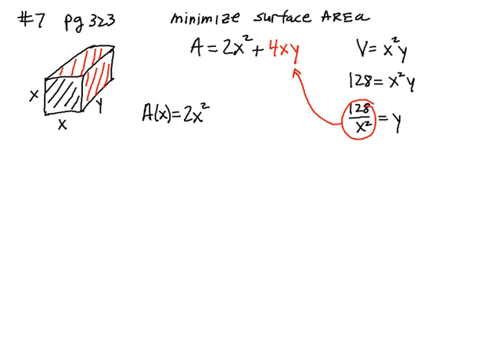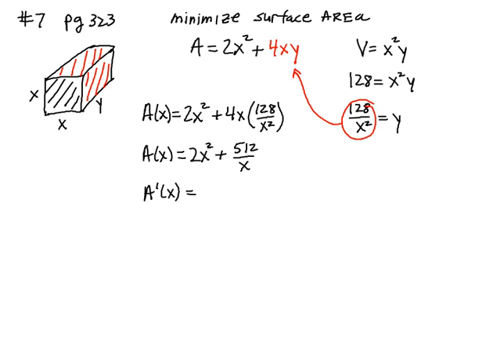It's 2x squared plus 4x times 128 over x squared. And let's simplify that. A of x is 2x squared plus, the x cancels with one x in the denominator, and 4 times 128 is 512 over x. Now, a function of one variable. Let's take the derivative. Notice that 512 over x is the same thing as 512 times x to the minus 1. So the derivative is 4x minus 512 x to the minus 2. Set the derivative equal to 0.